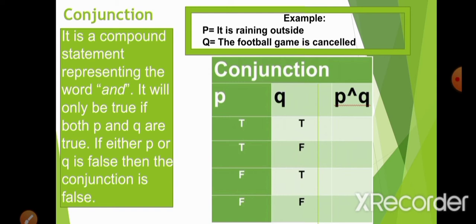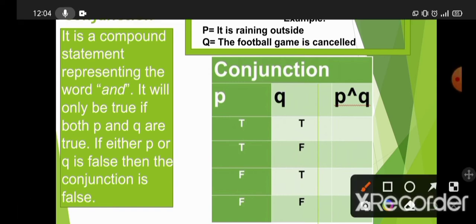So for example, we have the following two statements. P is equal to it is raining outside. Q is equal to the football game is cancelled. So the conjunction of P and Q is it is raining outside and the football game is cancelled. So this statement will only be true if both P and Q are true. That is, if it is raining outside and the football game is cancelled.